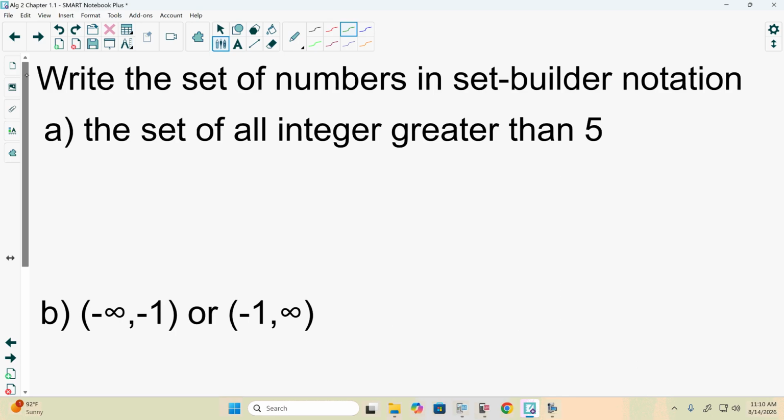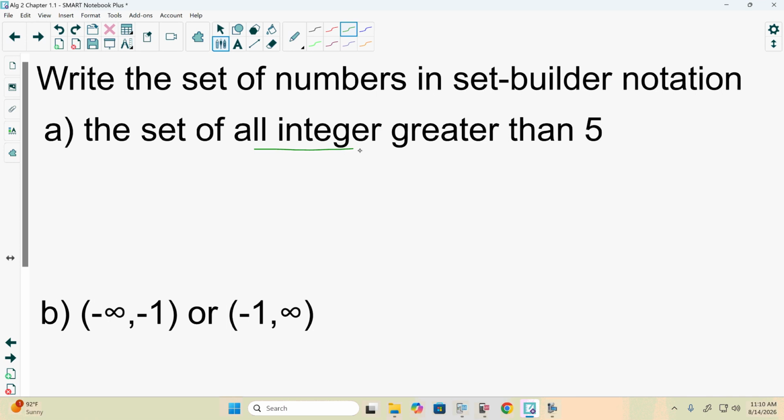Writing the sets of numbers in set builder notation. Now, the nicer ones for set builder notation are the ones that either give me a nice description or are already written as an inequality. Intervals we have to rewrite as an inequality. So we look at the first one, the set of all integers greater than 5. So we know we're not talking about the real numbers anymore. We're only talking about integers.